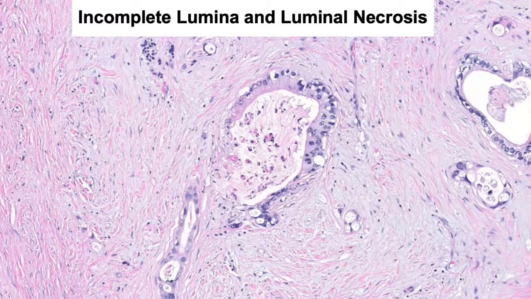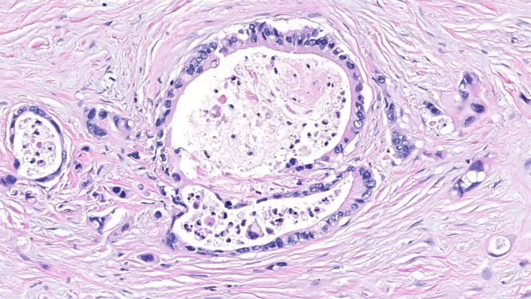When we look at higher power features, the glands in pancreatic ductal adenocarcinoma often have incomplete lumina, meaning that rather than a lumen that's surrounded on all sides by epithelial cells, you have parts of the gland that don't have an epithelial lining. This is often seen with luminal necrosis or necrotic debris, dead cells in the lumen of the gland. Here's another example of a gland of pancreatic ductal adenocarcinoma with an incomplete lumen and associated luminal necrosis.